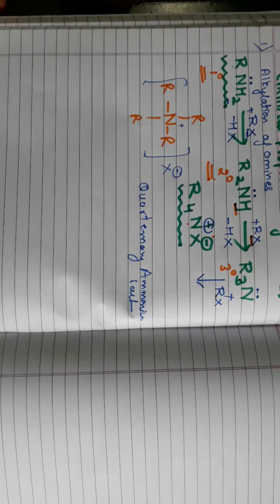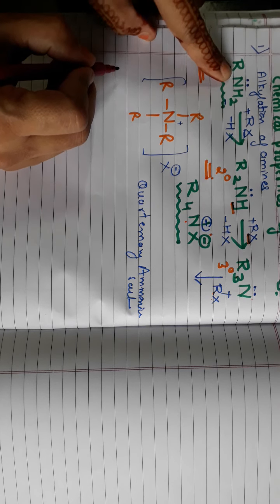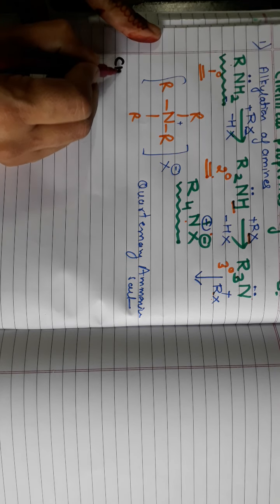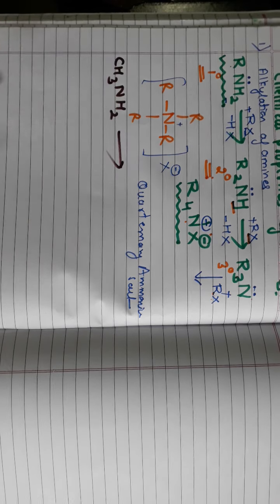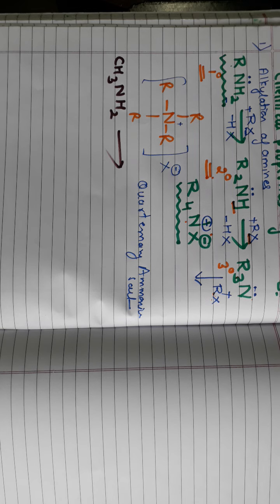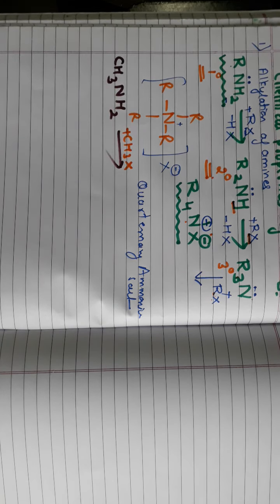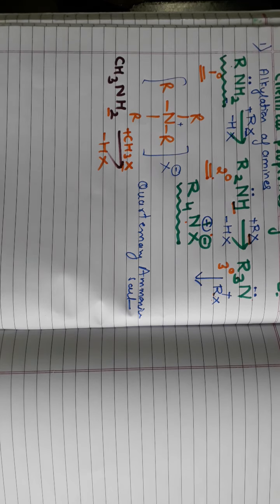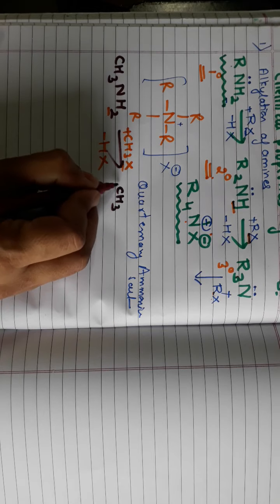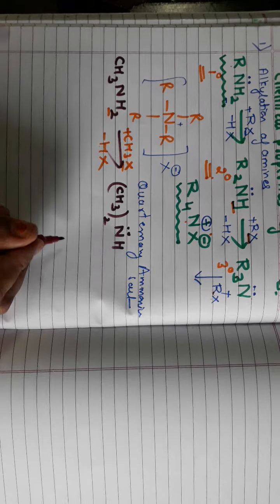Now what we will do is we are going to practice the same reaction with the help of an example. Instead of RNH2 I write CH3NH2. To this I am going to add CH3X. So what will happen, this H and X will come out as HX. I'll be getting (CH3)2NH. Yes, there is a lone pair of electrons.